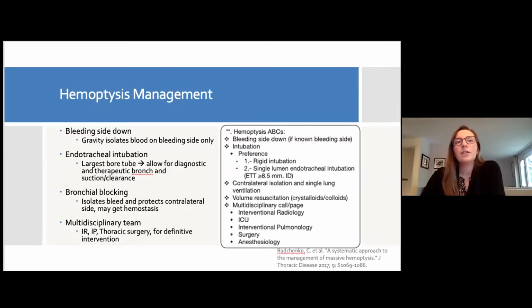And finally, the use of a multidisciplinary team, IR, interventional radiology, interventional pulmonary, thoracic surgery, these are the people that need to be involved to obtain definitive intervention for bleeding. But again, notice that a lot of these interventions rely upon knowing which side of the lung is the source of the bleed. So that's also an important thing to do early on.